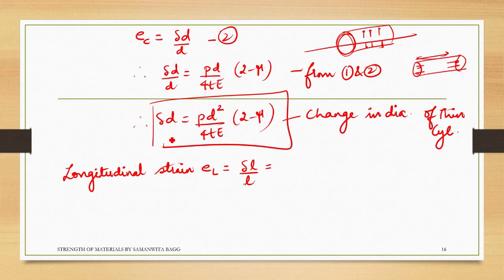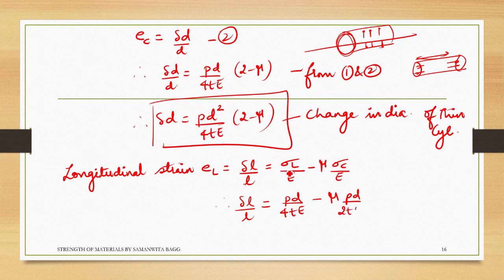Now here, since we are talking about longitudinal strain, the important value will be longitudinal stress. So it is sigma L upon E, and the other circumferential value becomes lateral. So when I substitute, here I will write delta L by L is equal to PD upon 4TE minus mu PD upon 2T into E. Let's take out PD upon 4TE as a common term. So this becomes 1 minus 2 mu.